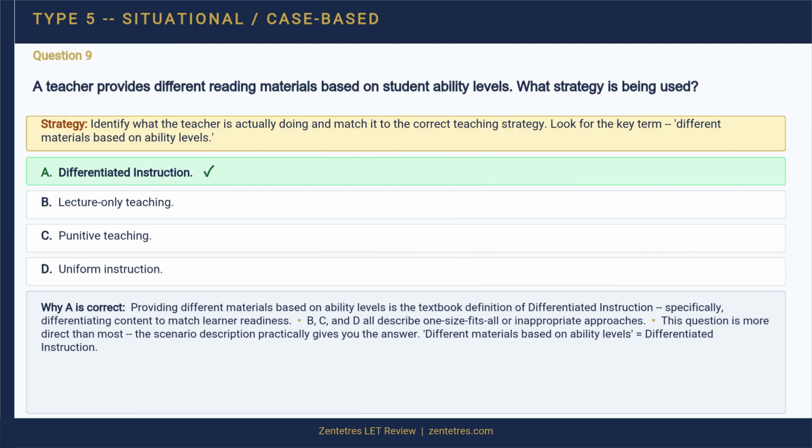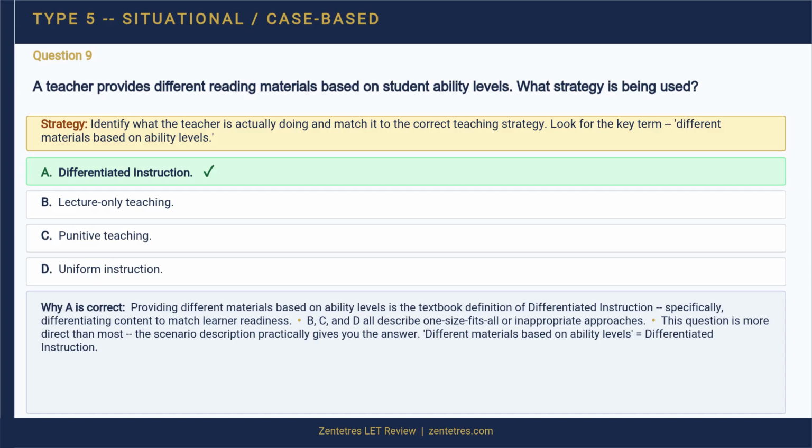Type 5. Situational. This question is more direct than most situational items. The key phrase is different reading materials based on student ability levels. That is a description of differentiation in action, specifically differentiating content to match learner readiness. A. Differentiated instruction. Correct. This is the definition of DI in practice.